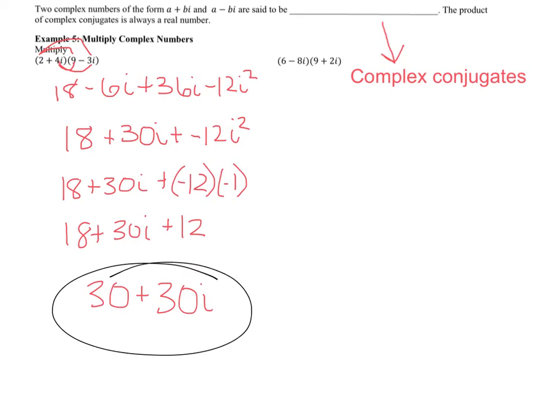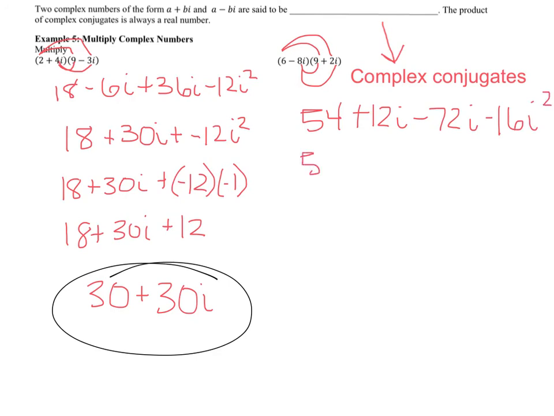For the second one, I'm going to do the same thing, so you can see this process again. We're foiling, so we have 6 times 9, which is 54. Our outside will be 6 times 2i, which is just 12i. Our inside will be negative 8i times 9, which is negative 72i. And our last piece, negative 8i times 2i, is negative 16i squared.